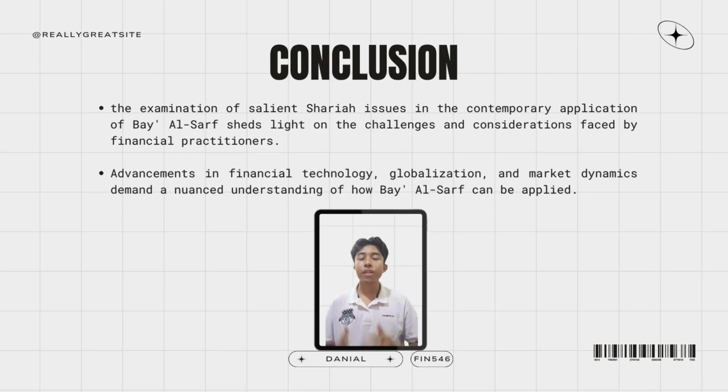In conclusion, the examination of salient Sharia issues in the contemporary application of Bai Asaf sheds light on the challenges and considerations faced by financial practitioners seeking to adhere to Islamic principles in currency exchange transactions. The complexities surrounding the modern financial landscape require ongoing scrutiny to ensure that Bai Asaf transactions are aligned with the ethical and legal tenets of Sharia. It is evident that advancements in financial technology, globalization, and market dynamics demand a nuanced understanding of how Bai Asaf can be applied in a manner that is both practical and compliant with Islamic principles. Striking a balance between financial innovation and adherence to Sharia guidelines remains a critical task for Islamic finance professionals.